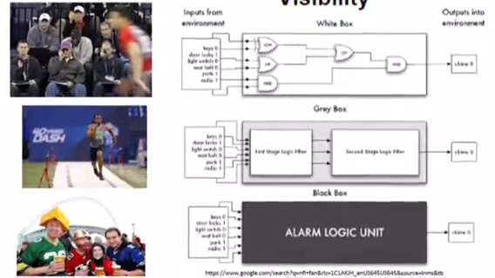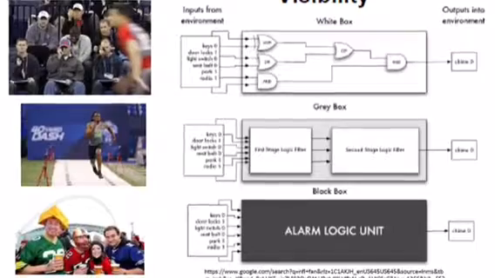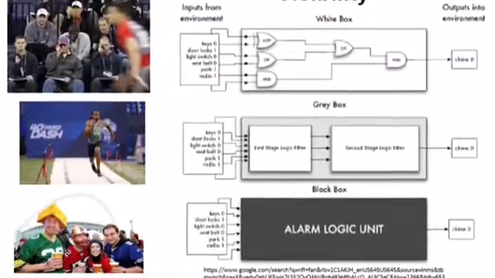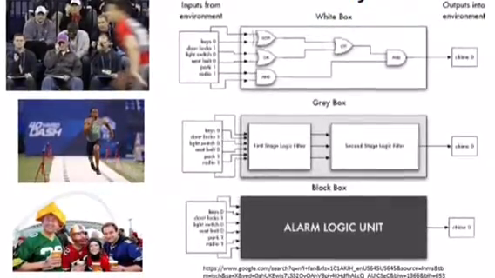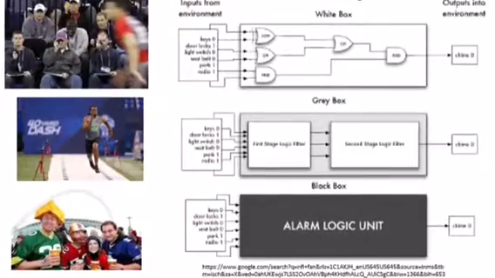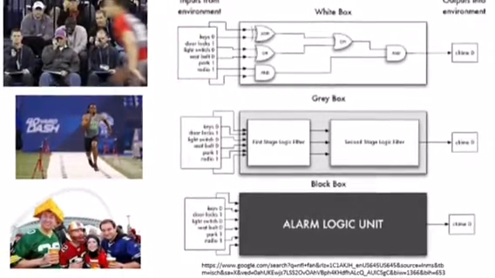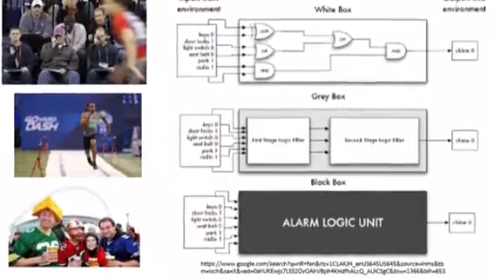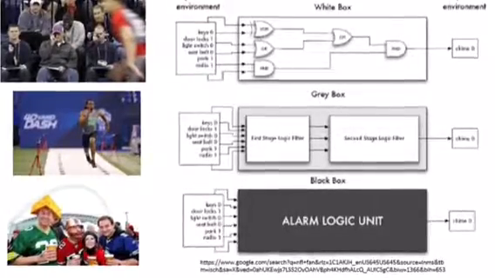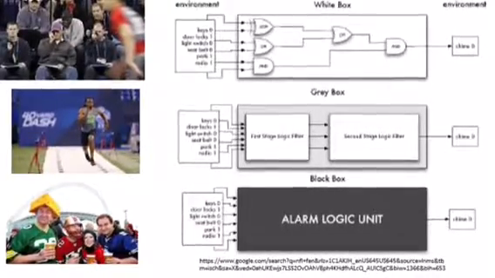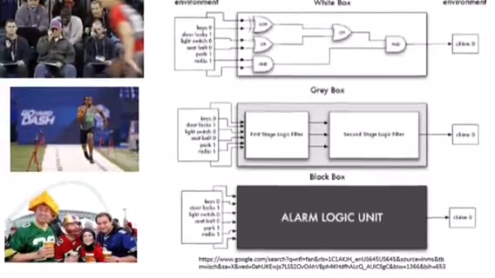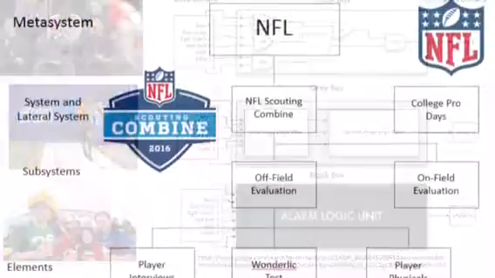For an NFL prospect, it would be a gray box system, meaning they obviously understand what tests they will be using at the Combine, but they are not sure exactly what each scout and coach is looking for. For an average NFL fan, it's a black box system. All they know is that players go to the Combine, and what comes out is new draft prospects.